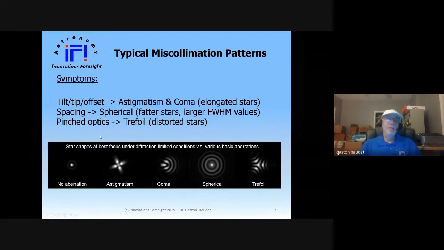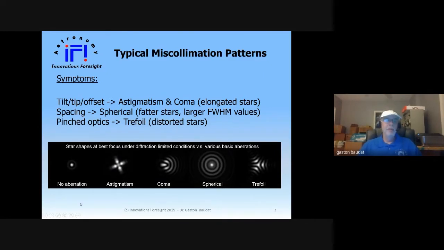There is yet another possibility you may face, which is pinched optic. When the optic has been pinched with too much stress, and you will see an example at the end of the presentation, you get very specific aberrations like trefoil, which are distorted stars in some way.